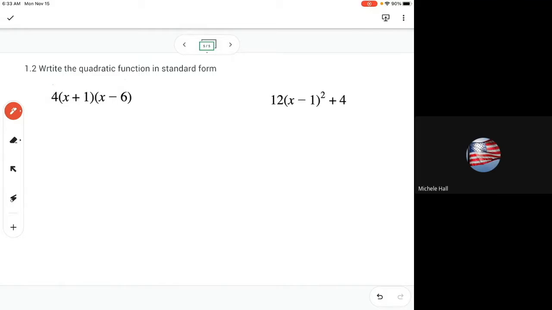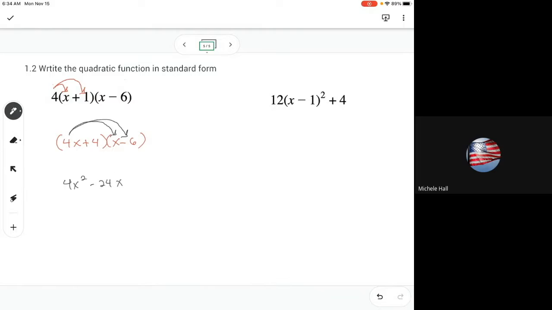These are all being multiplied, and we are going to start with 4 being multiplied to x, which is 4x, and then 4 times positive 1 is positive 4. Again, these are all being multiplied. I need to put parentheses around that and make sure I still multiply to the second parenthesis. We will start with the 4x and multiply twice. 4x times x is 4x squared. 4x times negative 6 is negative 24x.